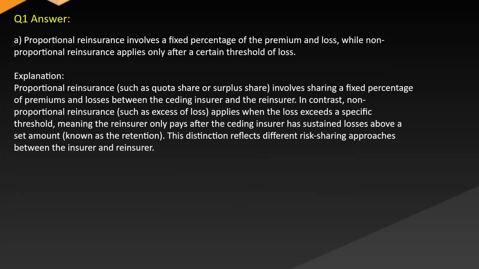Answer: A. Proportional reinsurance involves a fixed percentage of the premium and loss, while non-proportional reinsurance applies only after a certain threshold of loss. Explanation: Proportional reinsurance, such as quota share or surplus share, involves sharing a fixed percentage of premiums and losses between the ceding insurer and the reinsurer.